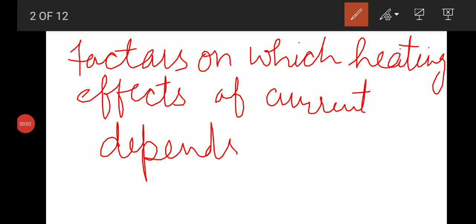Hello students. In this session we are going to discuss the factors on which the heating effect of current depends, applications of the heating effect, the electric fuse, and the working of the electric fuse.